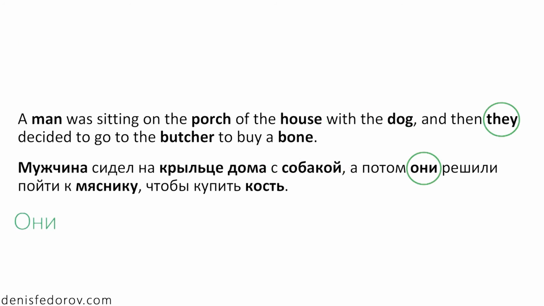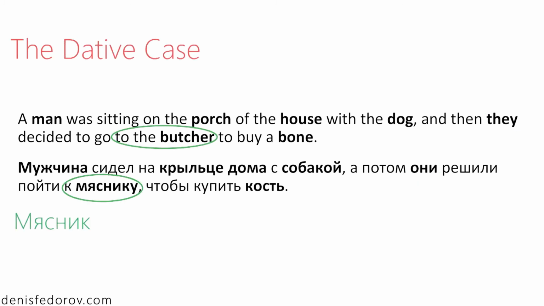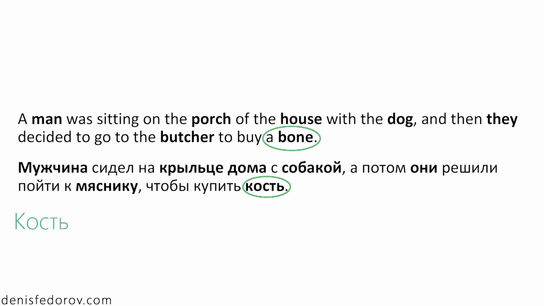Они, they, will be in the nominative case because that's the subject in the nominative plural, which shows who's performing an action. The action here is that they decided to go. К мяснику, to the butcher, will be in the dative case because that will be an indirect object. Кость, a bone, will be in the accusative case because that will be a direct object.